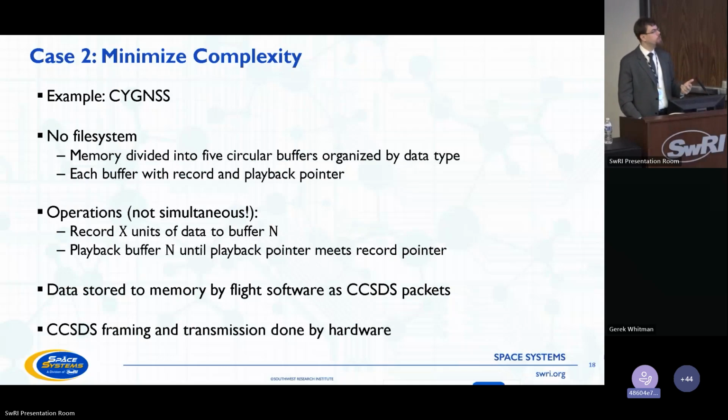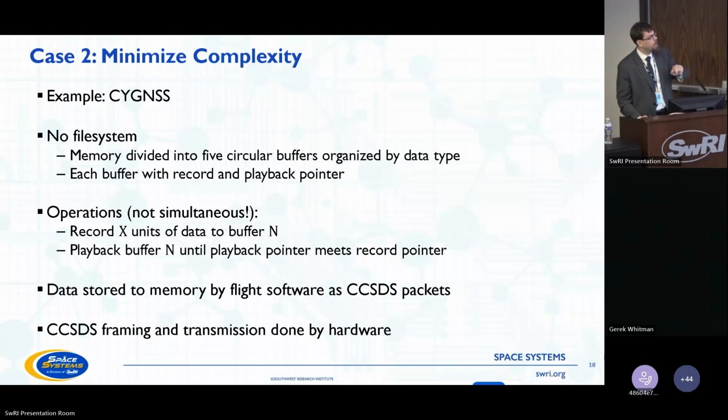You could do essentially 2 things. You could record X units of data to a particular buffer and then advance its record pointer. Or you could play back a buffer until the playback pointer caught up with the record pointer. Those were the only things you could do. You could not request to play back a certain size of data. You could just play back everything that hasn't been played back yet. It was incredibly restrictive. And we did some interesting storage tricks as well.